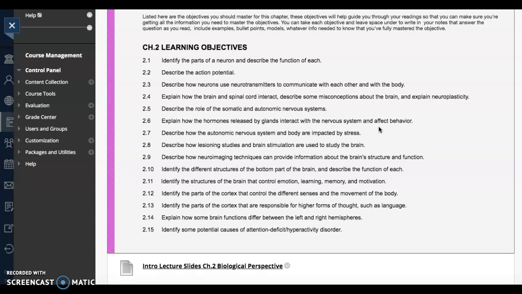Okay, we'll learn how the cortex uses all our different senses and movement of the body to process information, and then areas of the cortex that are responsible for more higher order thinking, complex thought, analytical reasoning, language development, understanding, and all of that.